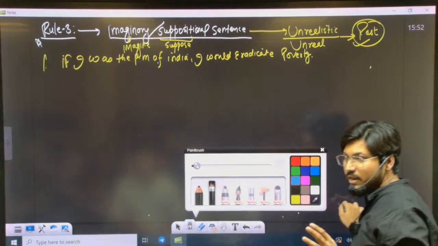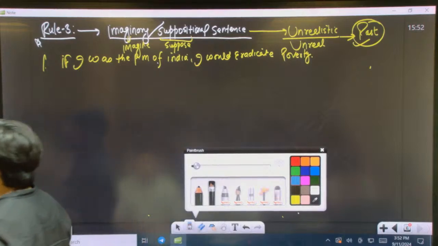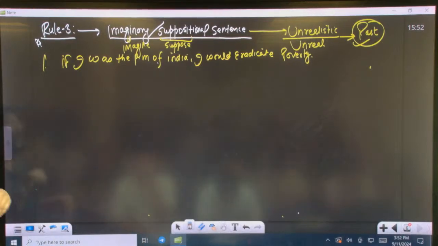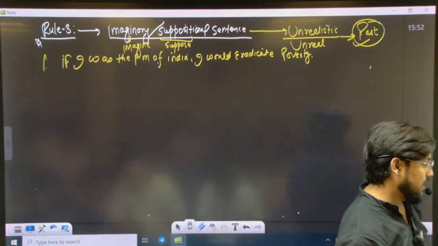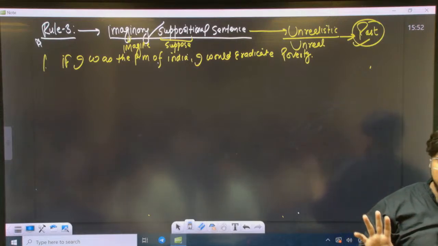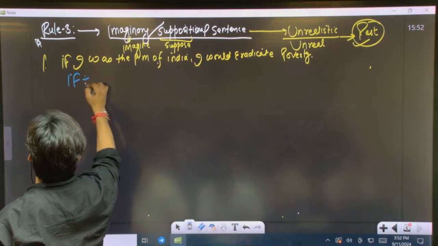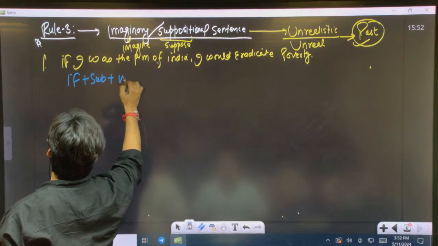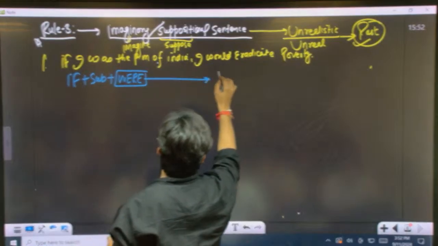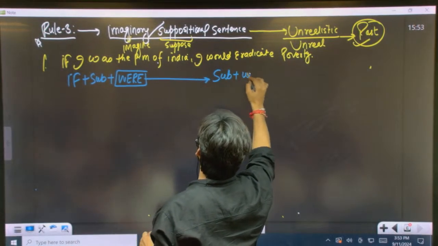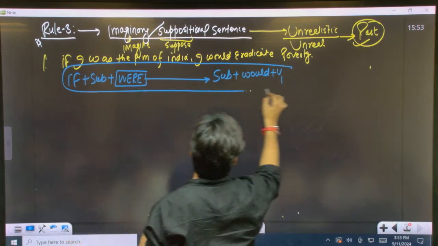I am just wondering or imagining the things, right? This is not real here. And I'm thinking that if I was the PM of India, I would eradicate poverty. Means I am supposing the things only, right? These cannot be real. So your sentence starts with if, then you are using subject. If you are using subject, then you need to use a word in all the cases. But in the main clause, subject, then would plus V1 will be used. Let's note down this structure as well.